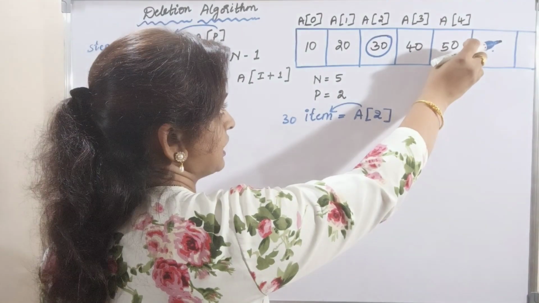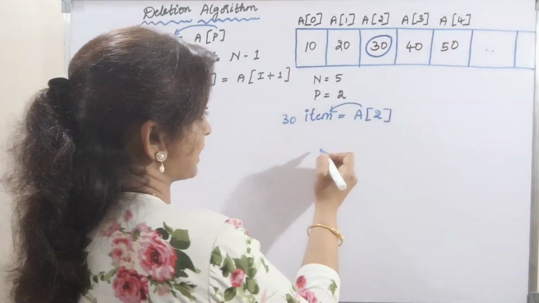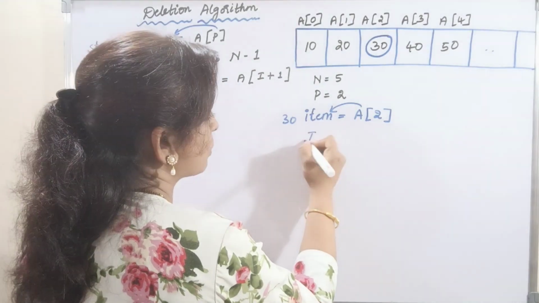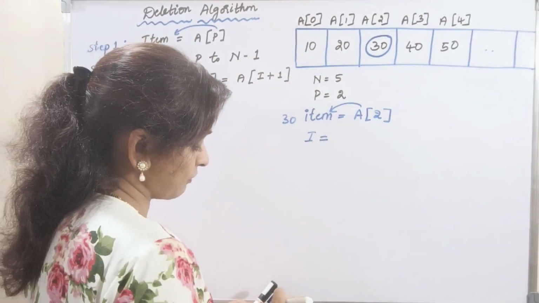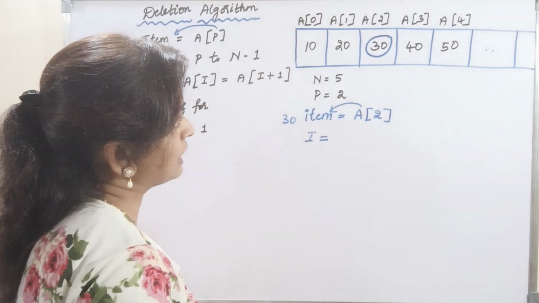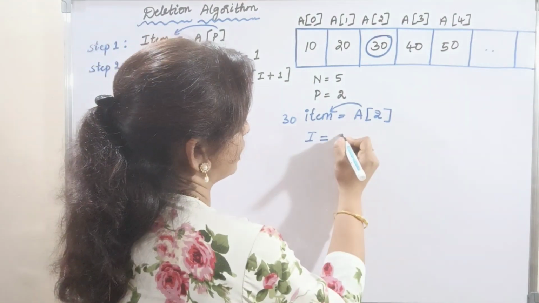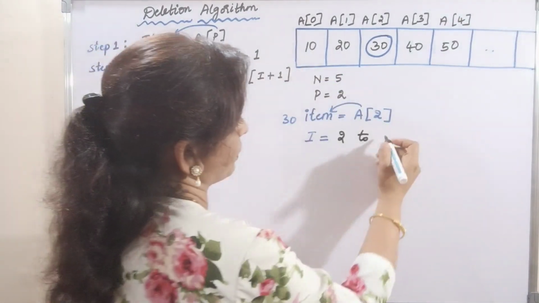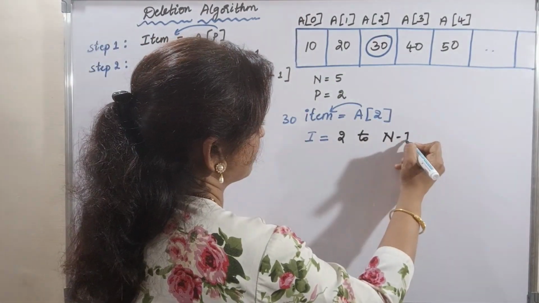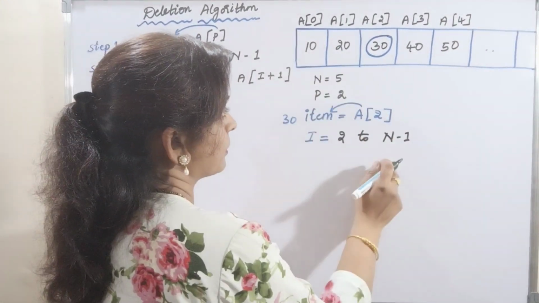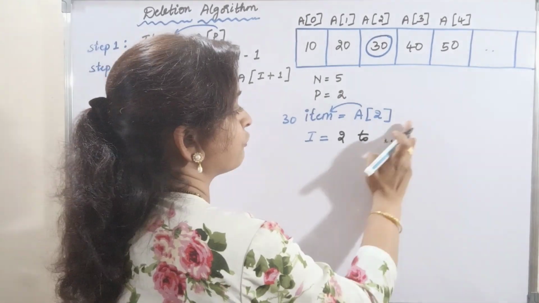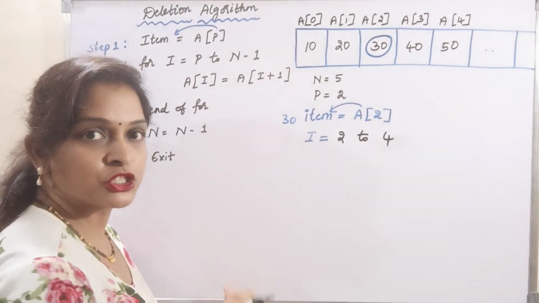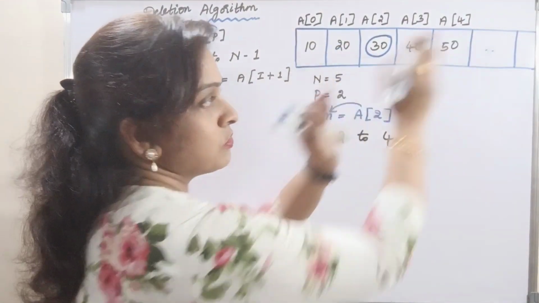As I said, I need to start from the position and reach up to the last element. So the loop bound is set from i equal to p, the position value. The position value is 2. I need to start the shifting from the position up to n minus 1. n is 5, so 5 minus 1 is 4. So it is 2 to 4.